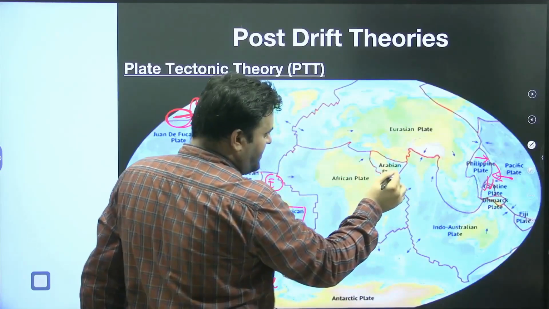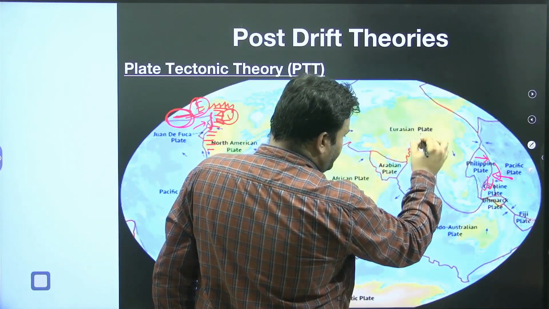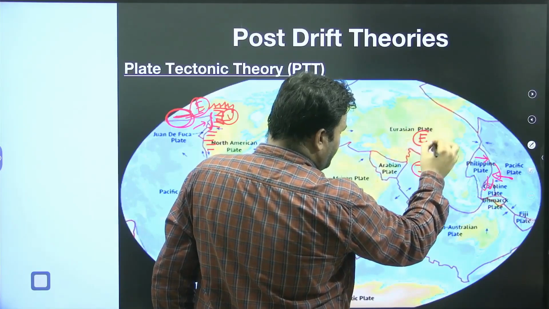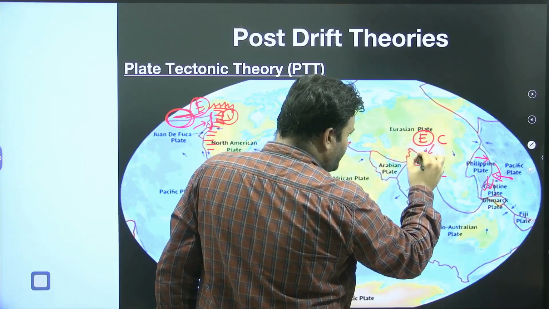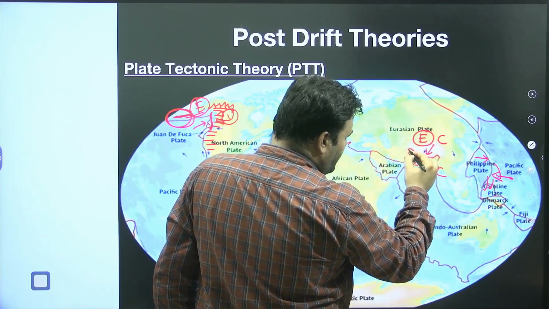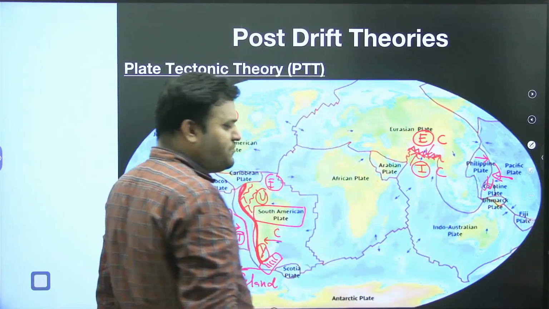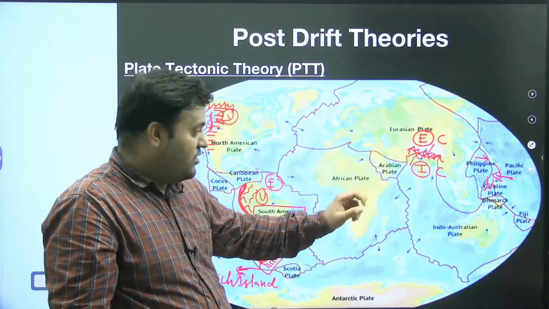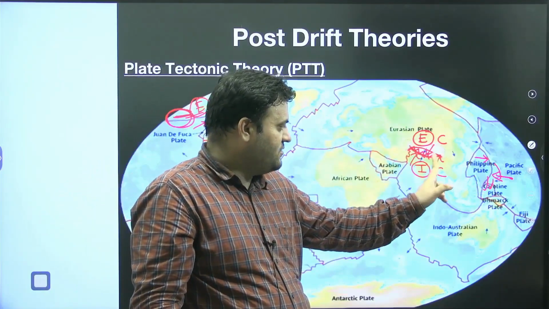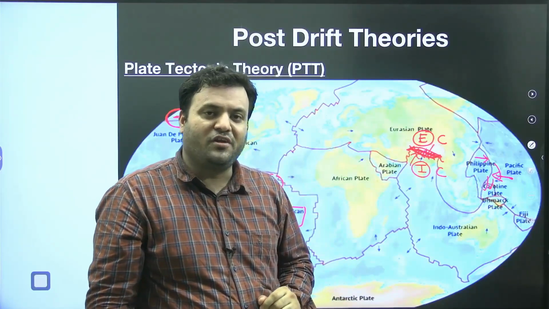Here, if you see, this is the Indian plate, which is basically the continental one. This is the Eurasian plate, which is also a continental one. When these two continental plates move towards each other and converge, that will lead to the formation of young fold mountains, the Himalaya, specifically with respect to India. So the Himalaya is going to form. The Himalaya is a product of continental convergence.